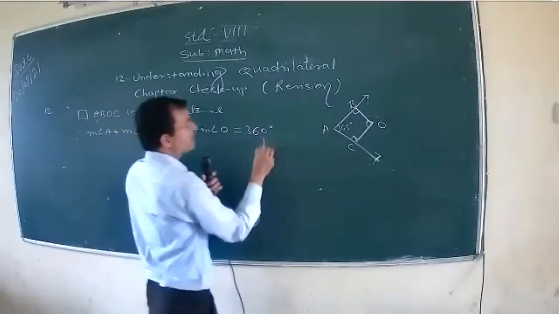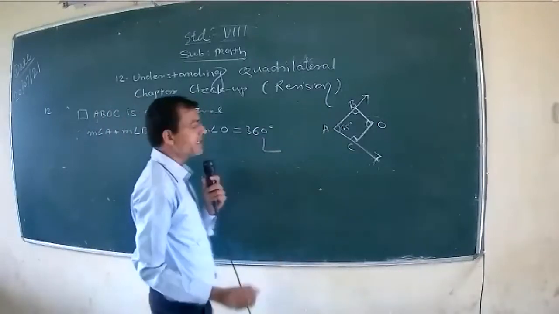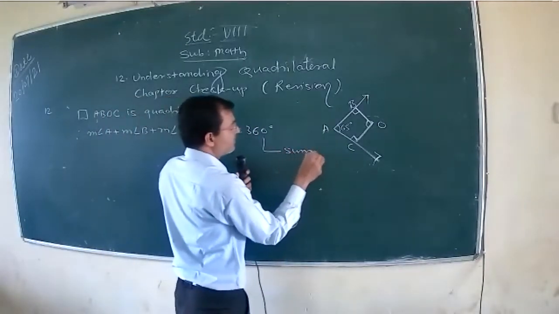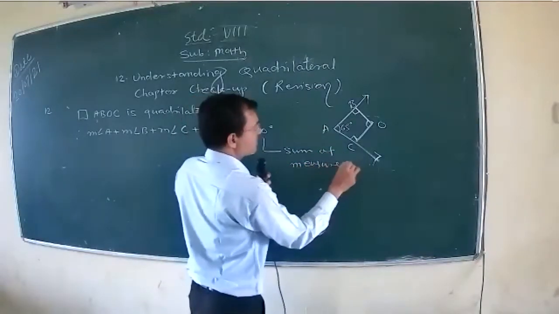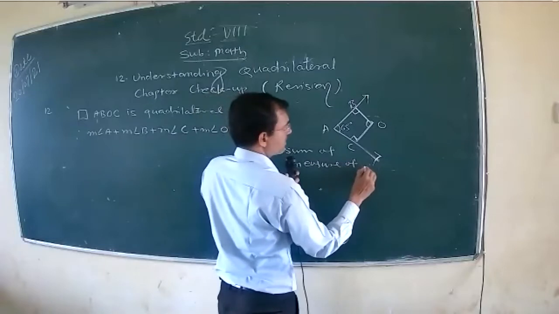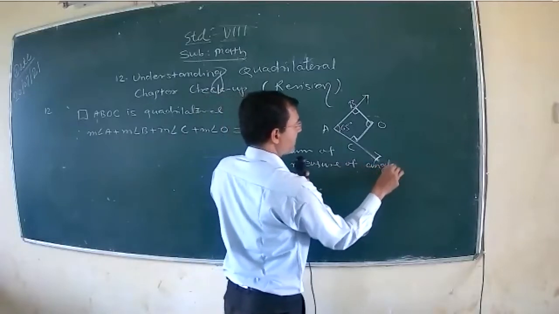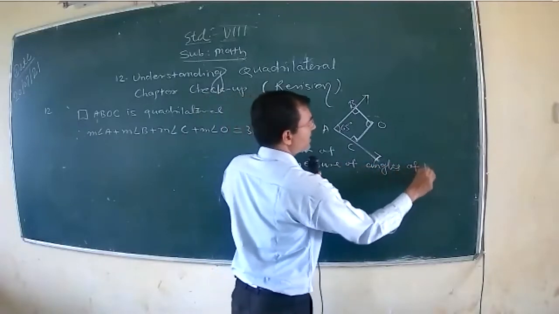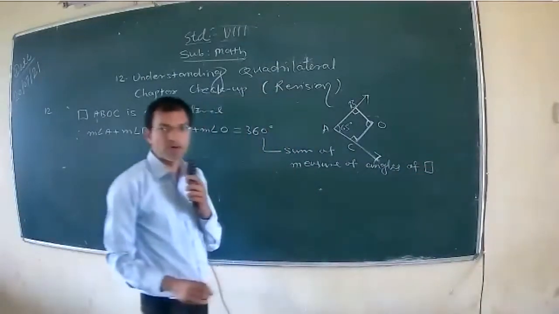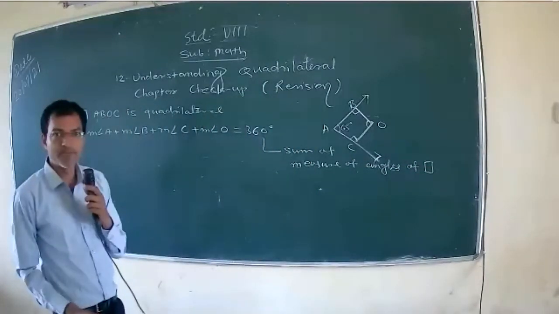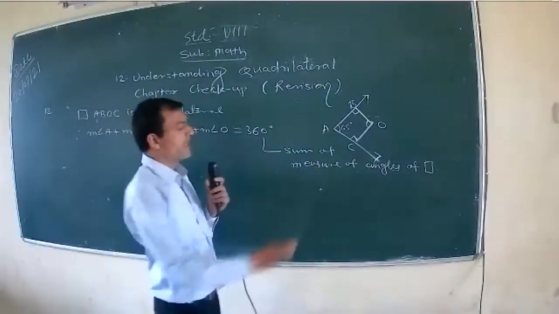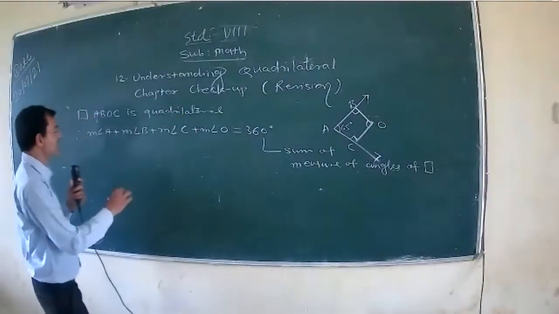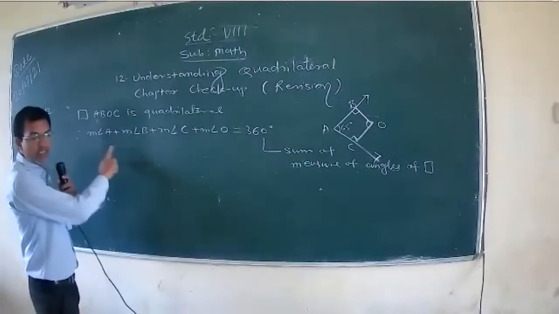What is the reason you have to write here? What will you write as the reason? Sum of measures of angles of a quadrilateral. You can also write angle sum property of quadrilateral, or sum of measures of angles of quadrilateral. That is 360 degree.